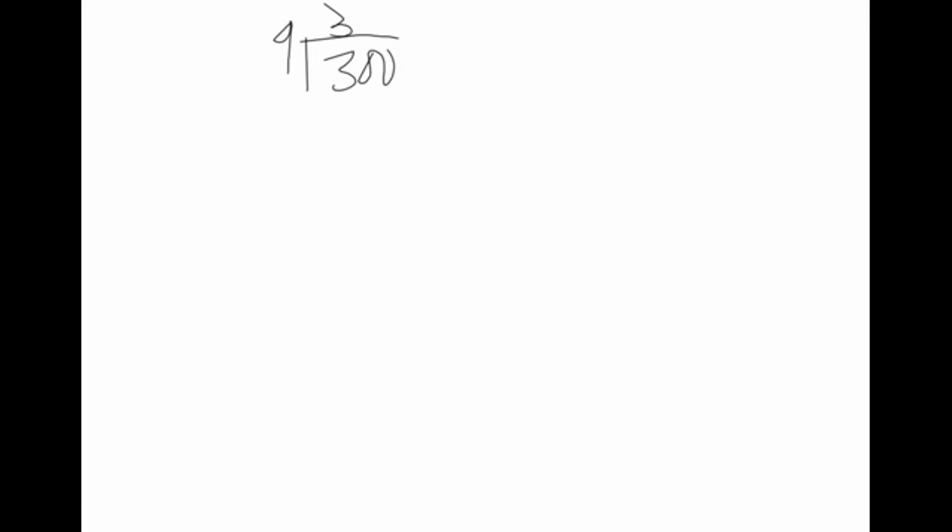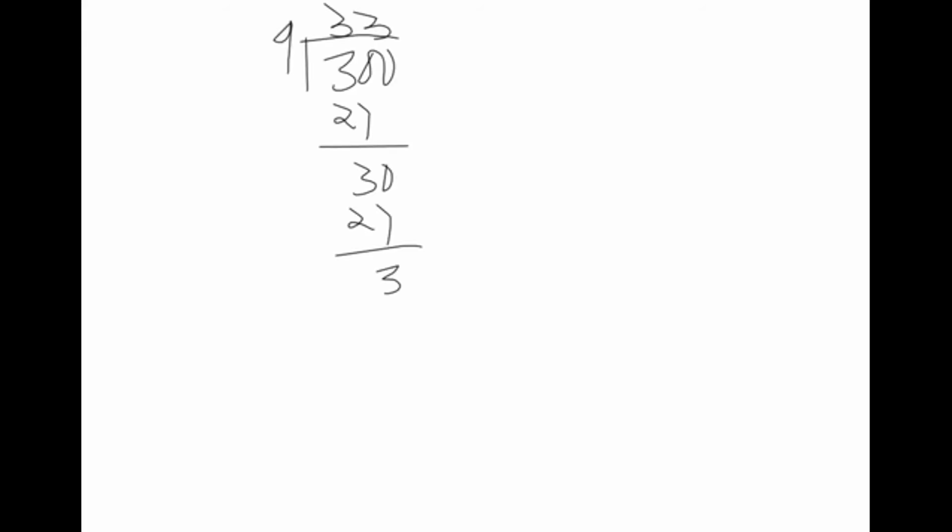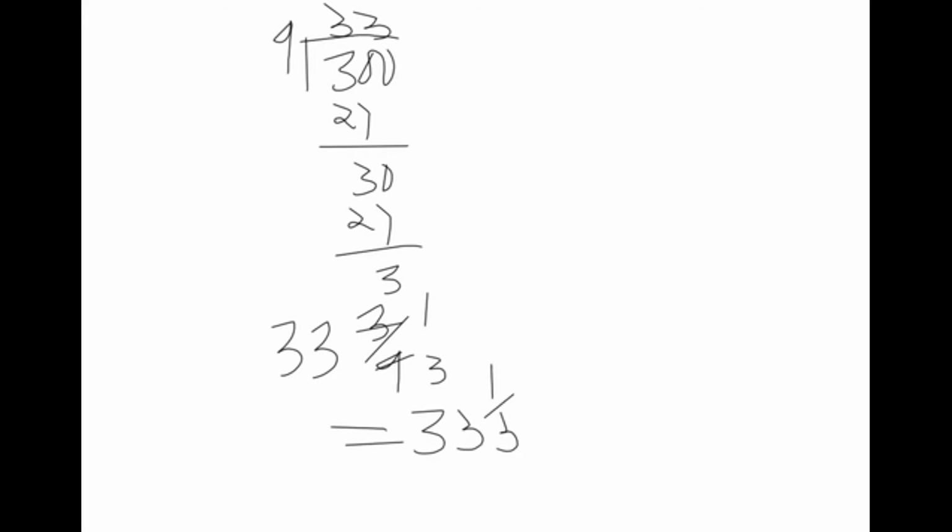We have 3, 27. That we have 3, 27, 3. So we have 33 and 3 over 9. By 3 is 1, by 3 is 3. So we have 33 and 1 over 3 minutes.